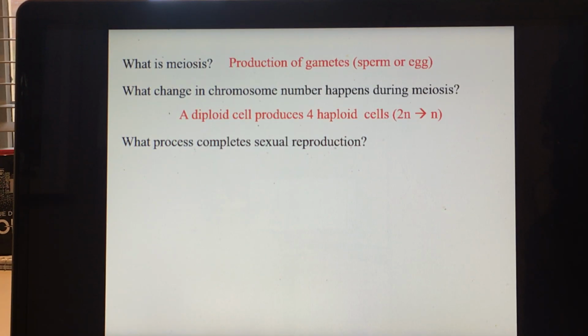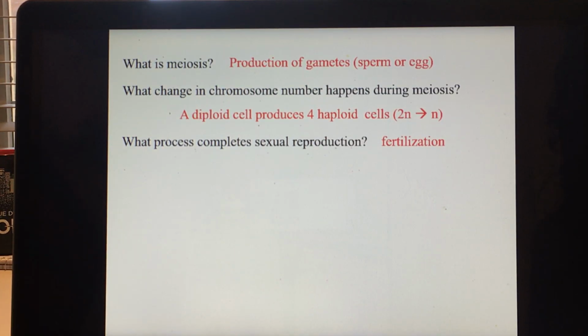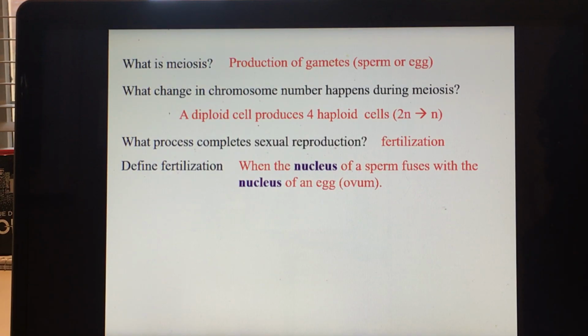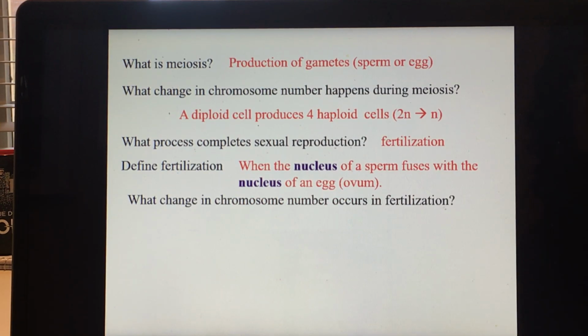In order to have sexual reproduction, fertilization has to occur. It's not enough to produce gametes. Fertilization is when the nucleus of a sperm fuses with the nucleus of the egg. The scientific term for egg is ovum. Plural would be ova. What change in chromosome number occurs during fertilization?